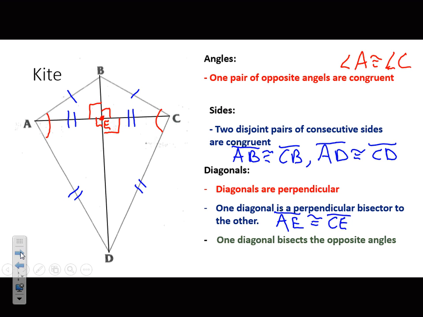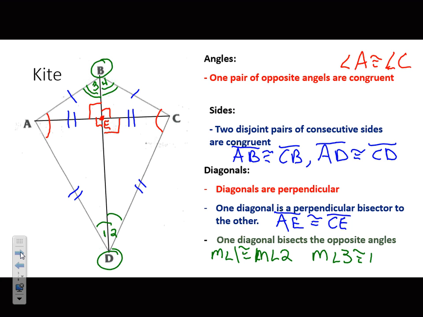We also know that one diagonal bisects the opposite angles. Now, in this case, we're going to be talking about angle B and angle D. Okay, those angles will be bisected. So if I said this is 1 and this is 2, here, the measure of angle 1 is going to be congruent to the measure of angle 2. And up here, this angle is congruent to this angle. So if I said 3 and 4, the measure of angle 3 is going to be congruent to the measure of angle 4. Alright, that's all we have for kites, so make sure you have all that written down.